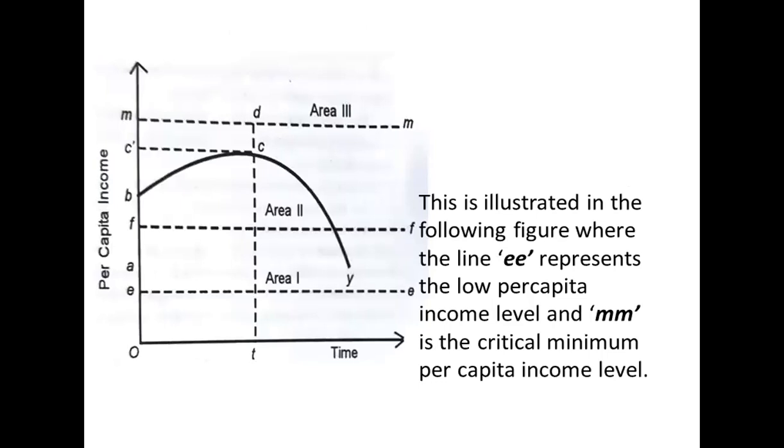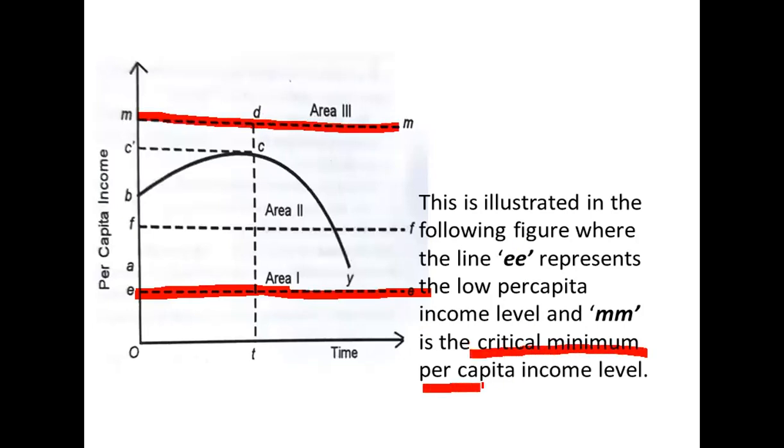And this can be explained with the help of this figure. In this figure, along the horizontal axis we show the time, and along the vertical axis we show the per capita income. This is illustrated in the following figure where the line EE represents the lower per capita income level. And there is a line MM, which is a higher per capita income level, or critical per capita income level. So MM is the critical minimum per capita income level, and EE is the low per capita income line.